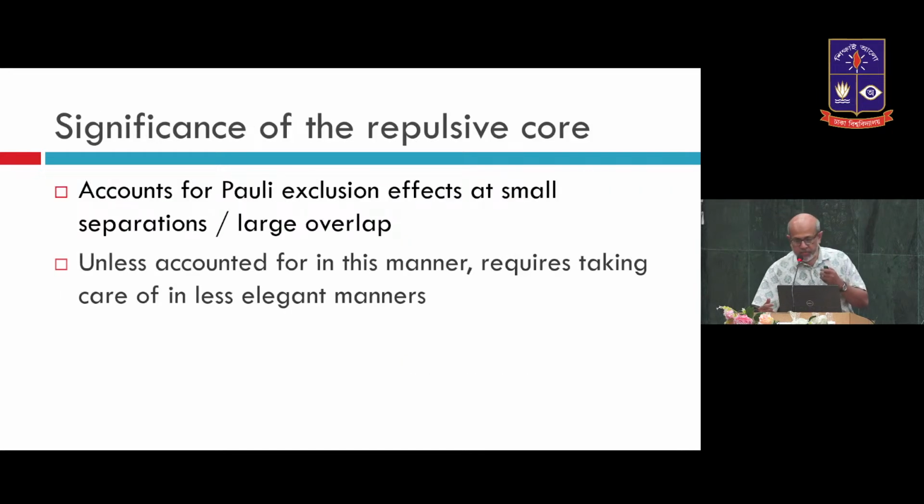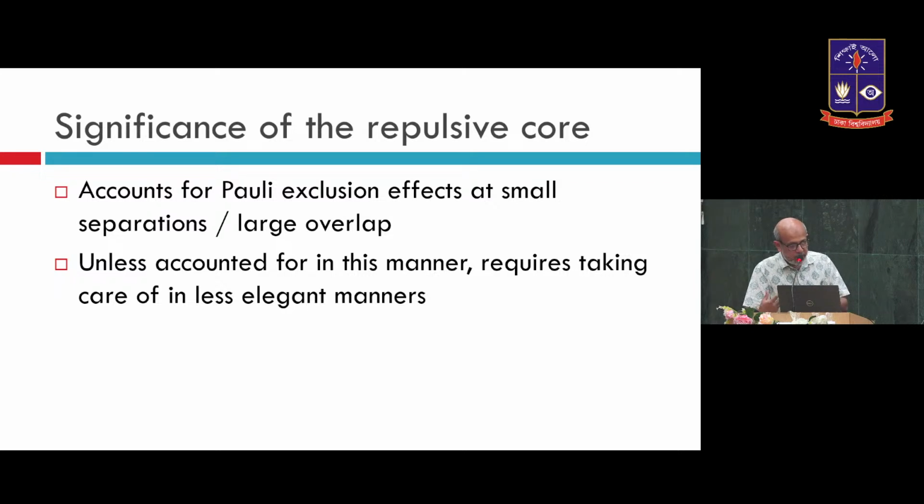The significance of this repulsive core is that for small separations, that is, large overlap, when the nuclei overlap very much, it accounts for Pauli exclusion effects. So the repulsive core doesn't allow you to overlap.